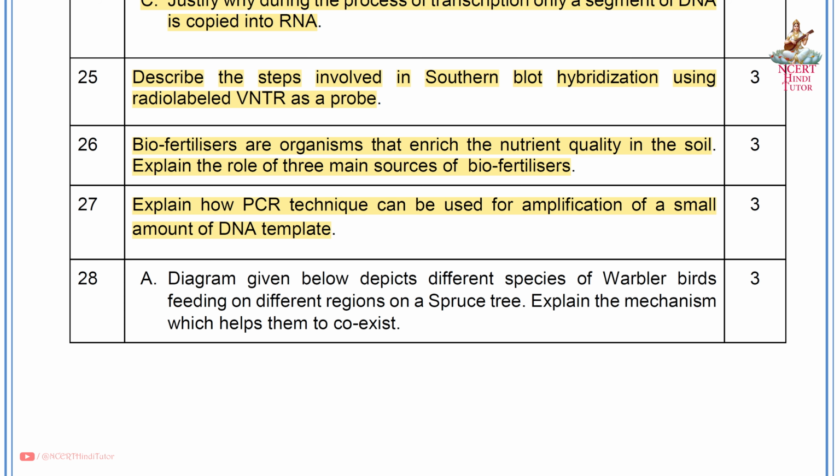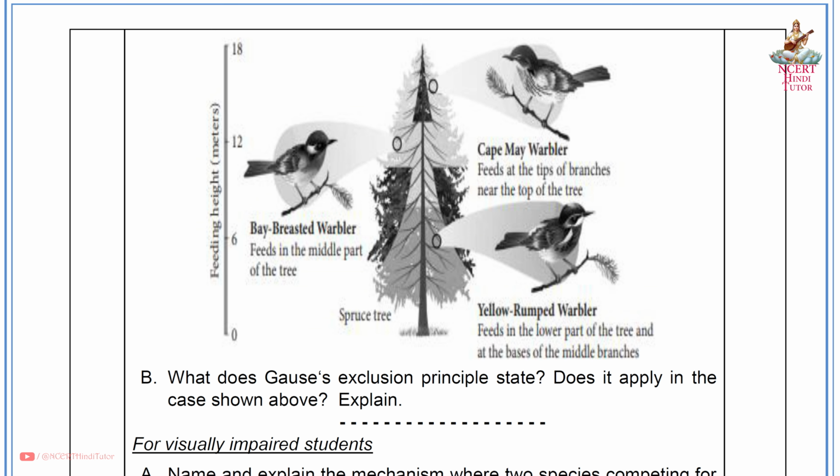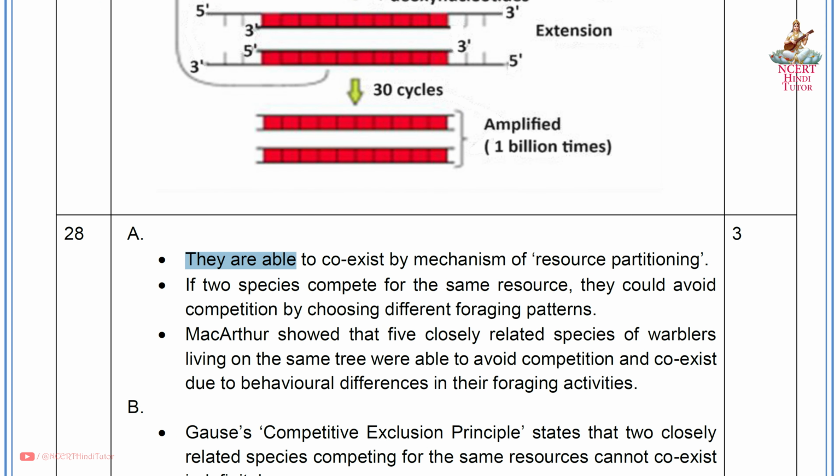Question 28a. Diagram given below depicts different species of warbler birds feeding on different regions on a spruce tree. Explain the mechanism which helps them to coexist. So friends, this is the diagram. Feeding height in meters. Bay-breasted warbler feeds in the middle part of the tree. Cape May warbler feeds at the tips of branches near the top of the tree. Yellow-rumped warbler feeds in the lower part of the tree and at the bases of the middle branches. Answer. They are able to coexist by the mechanism of resource partitioning.